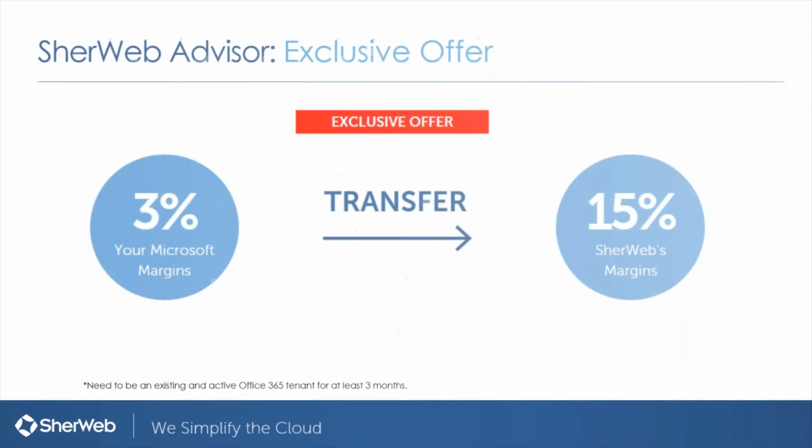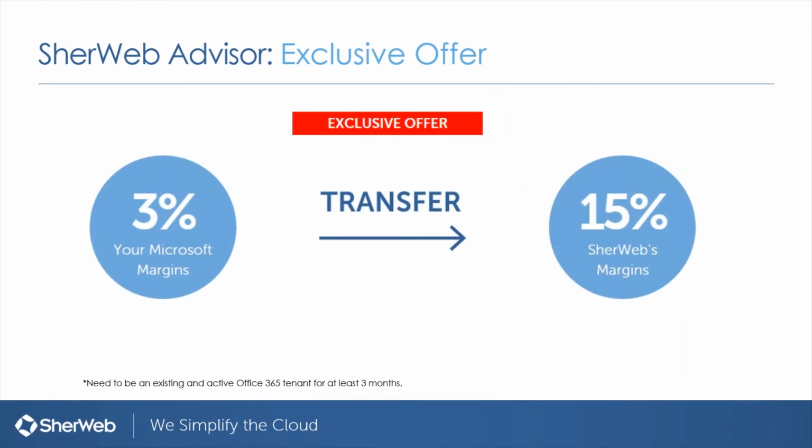So in short, what you'd be looking at is those 3% margins that you're used to getting from advisor opportunities that you've previously done. If you take advantage of this transfer and the Microsoft match, you'd basically be obtaining 15% ongoing margins with SherWeb. And so this would lead to quite a hefty bit of recurring revenue for you.